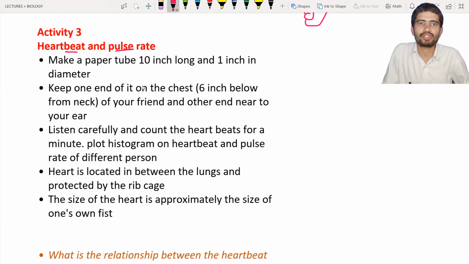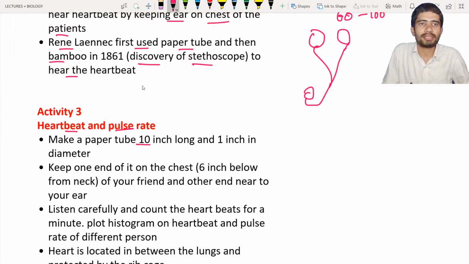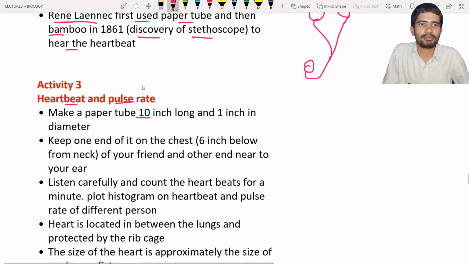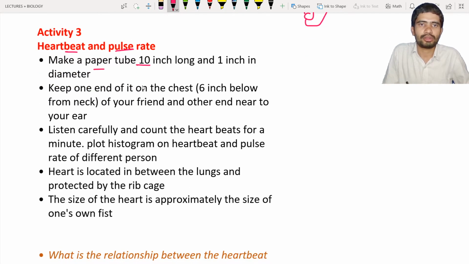Make a paper tube that is 10 inches long. It means we are going to repeat the same experiment done by René Laennec. So you have to take a paper tube 10 inches long and 1 inch in diameter. As a result, we can make a structure similar to the bamboo stick which was used by Laennec.